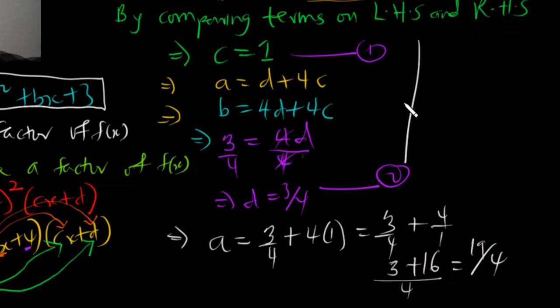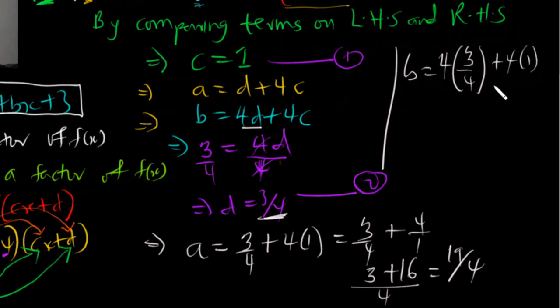Let us check the b too. All right, from here too we have b equal to 4d plus 4c. So what is the d? d is 3/4. So we have 4 times 3/4 plus 4, and the c is 1. So b is going to be, 4 here, 1, 4 there, 1. So we're going to have 3, and 4 times 1 is 4. So b is equal to 7.